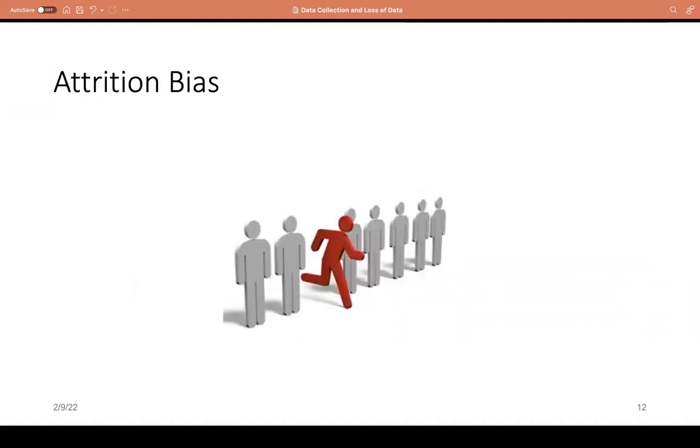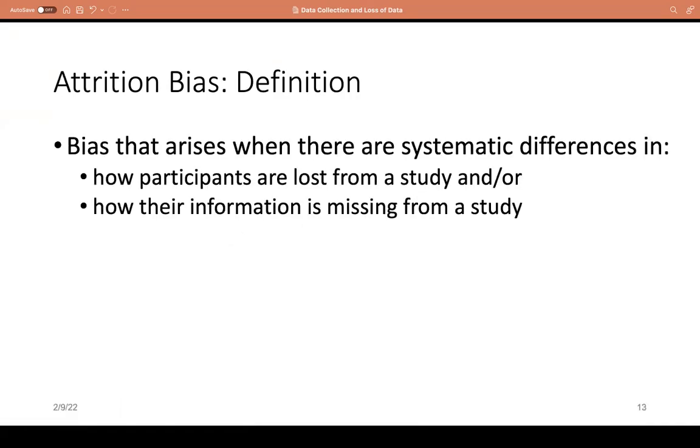So the other topic of this lecture is attrition bias. And this slide always cracks me up because this guy's jumping out of line here. Basically what we're concerned about here is loss to follow-up. Attrition bias occurs when there are systematic differences in how patients are lost from a study and/or how their information is missing from a study. Okay, so loss of data, loss of participants, or missing data.